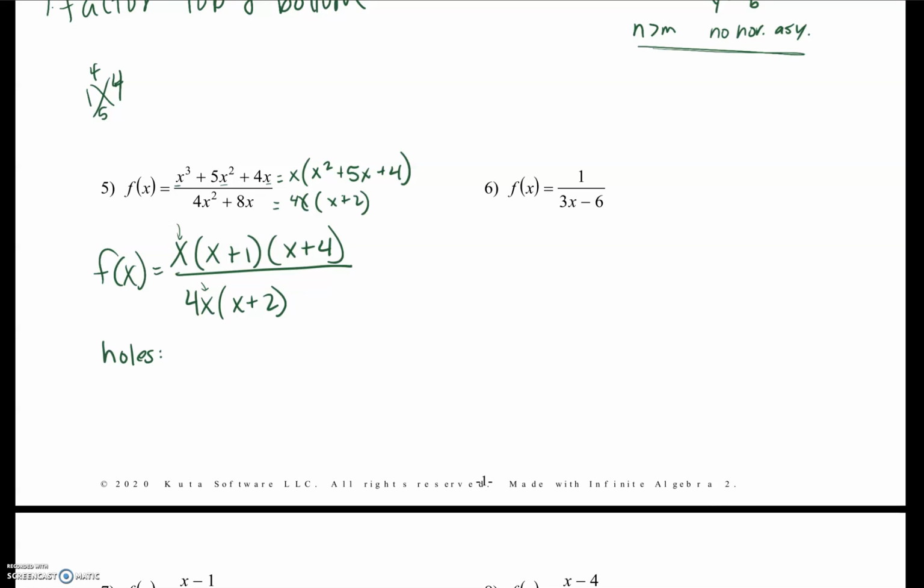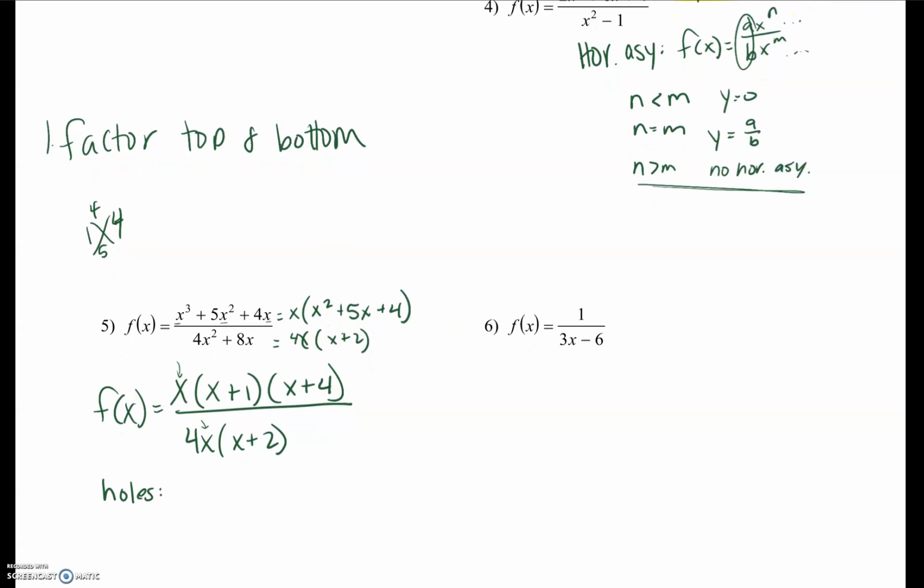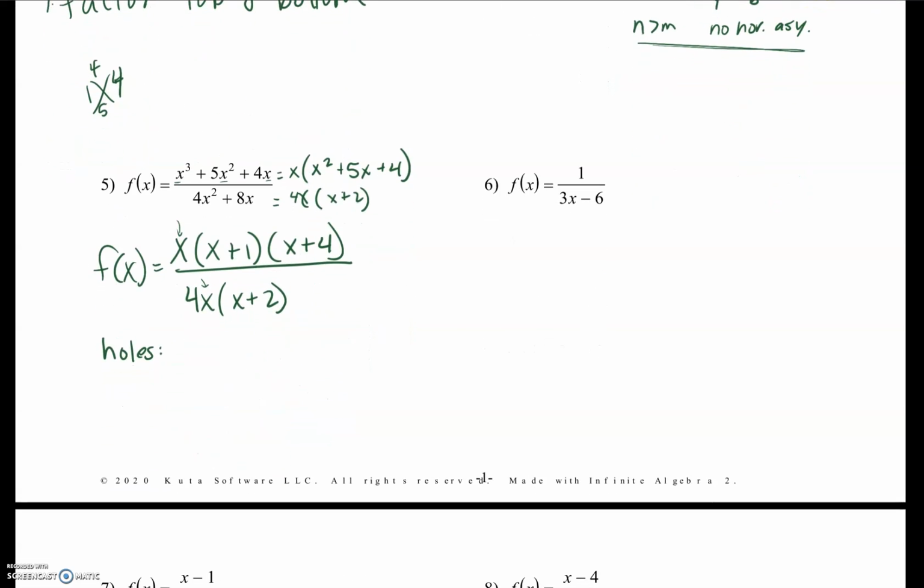So an x value of 0 will create the same value on the top and the bottom, or we'll create 0 on the top and bottom. And that's because we have a lone x. So if we didn't have that lone x out there, then we would not have a hole. But since we have that lone x, our hole is when x equals 0.